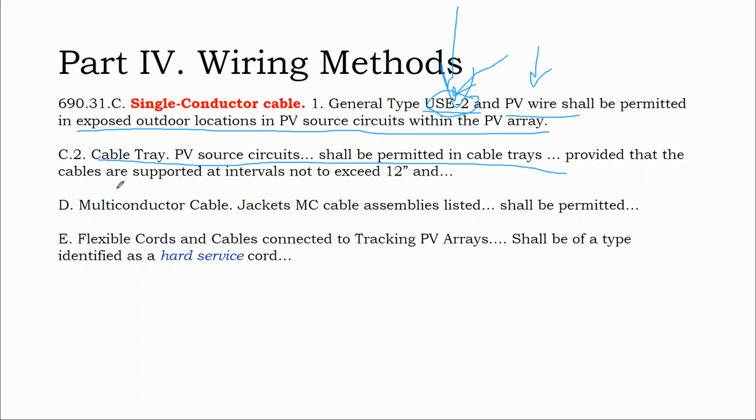Cable tray is allowed. Multi-conductor cable assemblies are allowed. Flexible cords for tracking arrays have to be that hard service cord, not an EV cord.